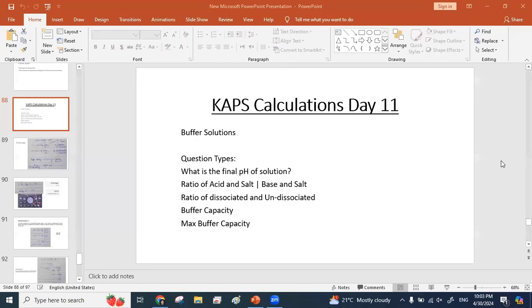Bismillahirrahmanirrahim. This is day 11 of our KAPS calculations, and today we will be discussing chapter 11 of Monash University lecture files. This chapter is regarding the buffer solutions.